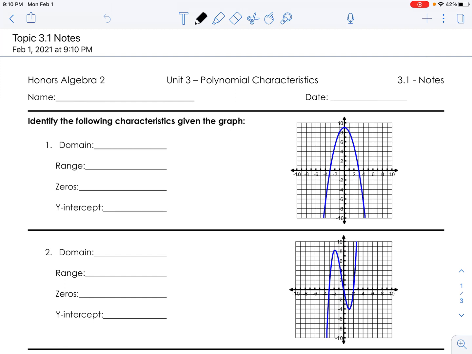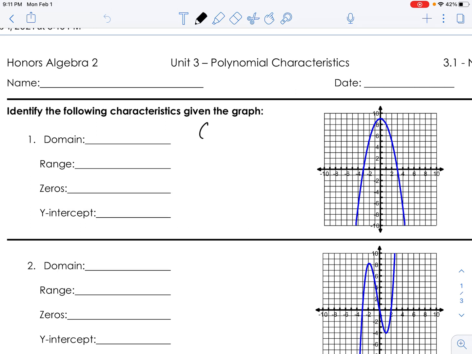Topic 3.1 notes, and we're going to be discussing all in Unit 3 or Topic 3 about polynomials. We have already learned some of the polynomial functions, like the quadratic, and some of the functions we learned at the beginning of the year when we did the parent functions. The cubic function was one of our parent functions. So we're going to focus on the quadratic and the cubic, but we're going to put it in a broader sense and talk about it as a polynomial function.